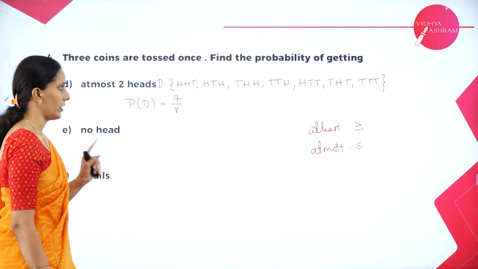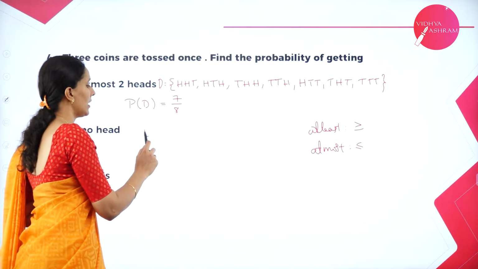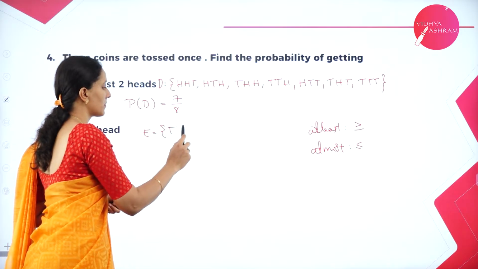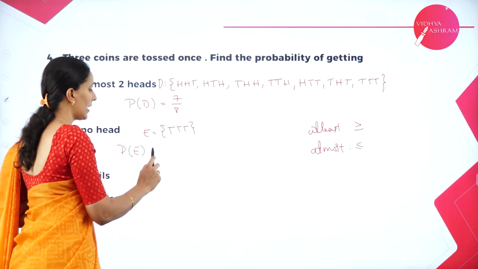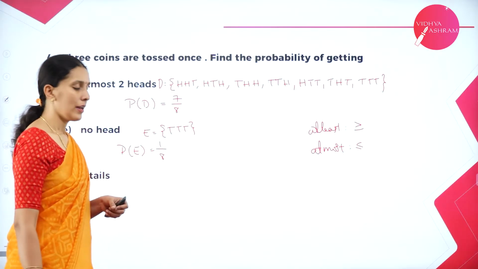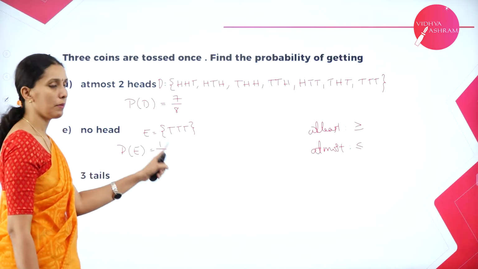Next we have no head. The only outcome where you don't have any heads is all 3 tails. So therefore the probability of E, I can take it as 1 by 8. Next, 3 tails. Again it is the same. We have the same event here.